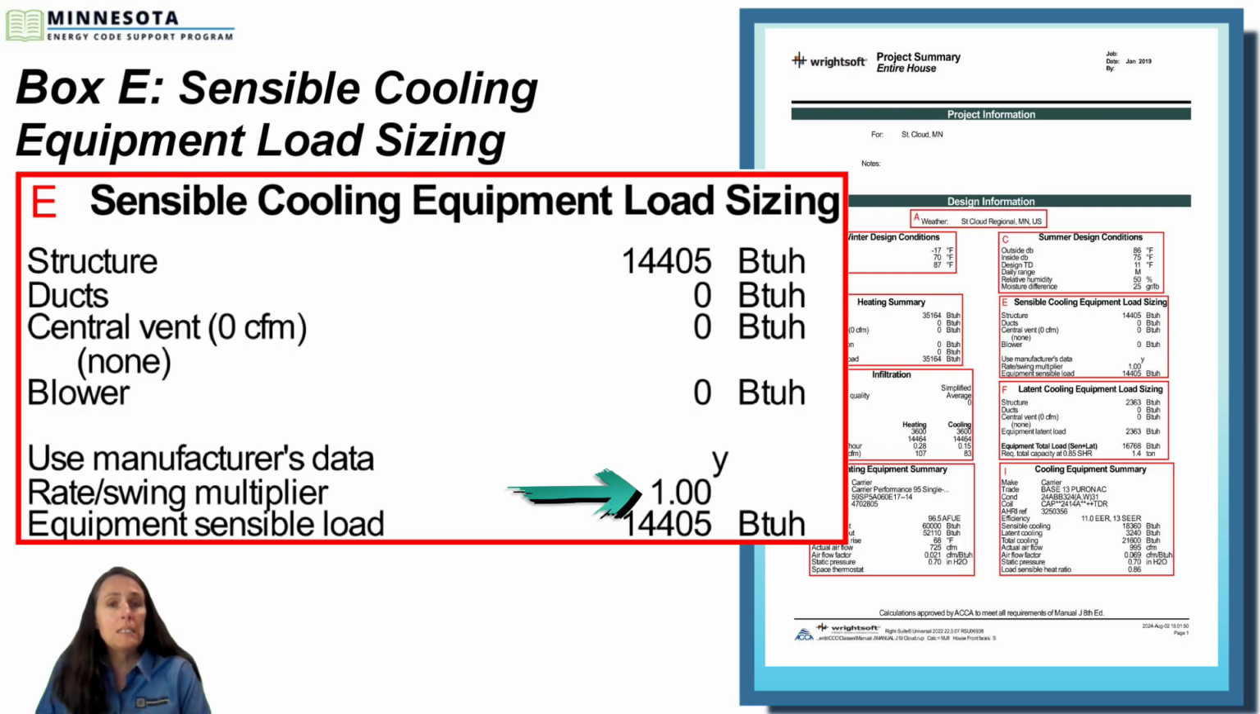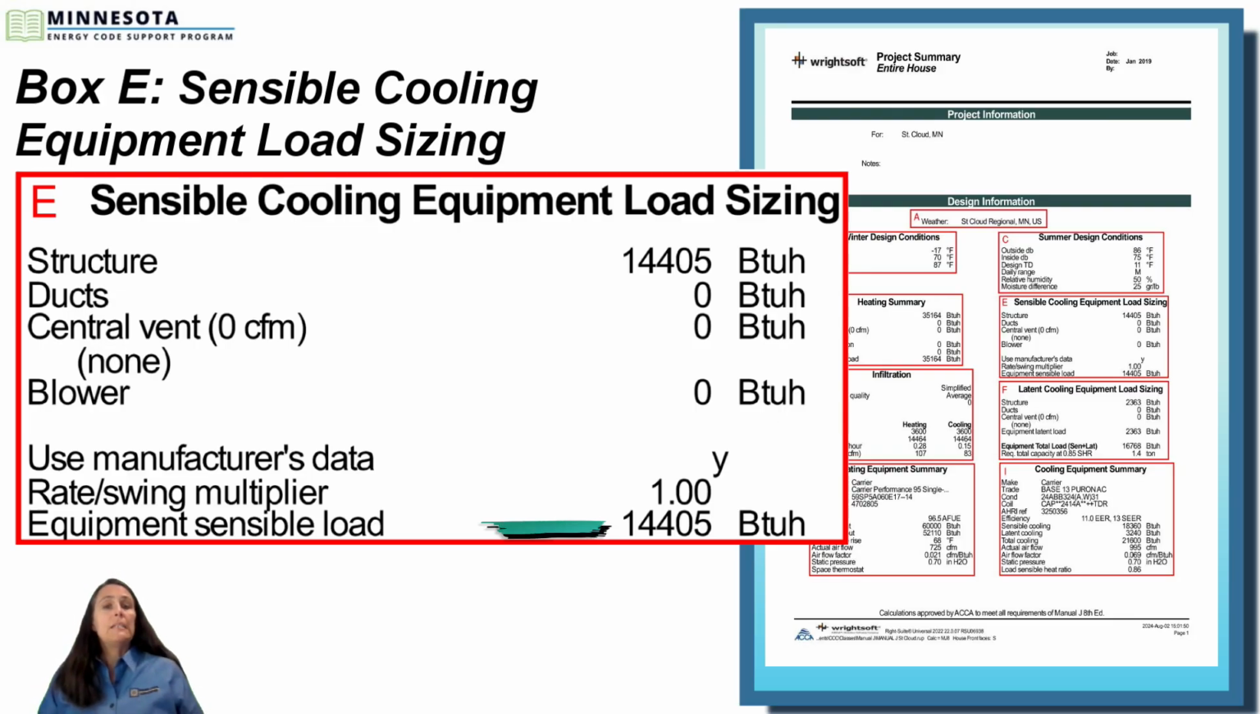Now, row 6 is the rate swing multiplier. And if the previous line says yes, it's going to make this row show 1. If there is a number any other than number 1 that's listed here, you need to ignore the number in that next row, and you'll have to basically manually add the values that were listed above for structure, ducts, central vent, and blower, and that's the number that you would use. Now, if this number is 1 listed in this row, then you can use the number that you'll see in the next row. Row 7 is the total sensible heat gain.